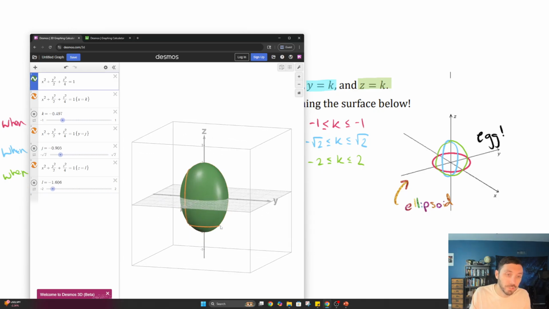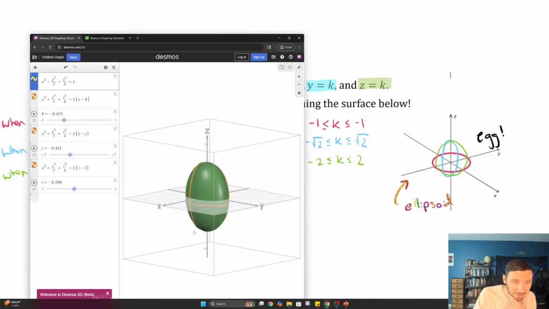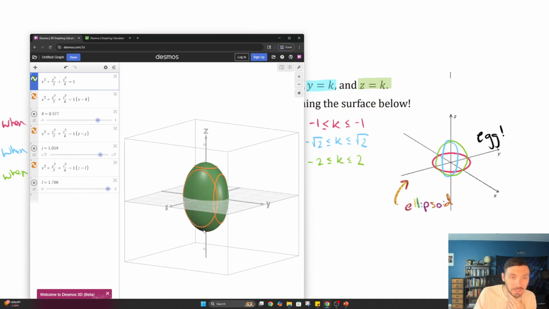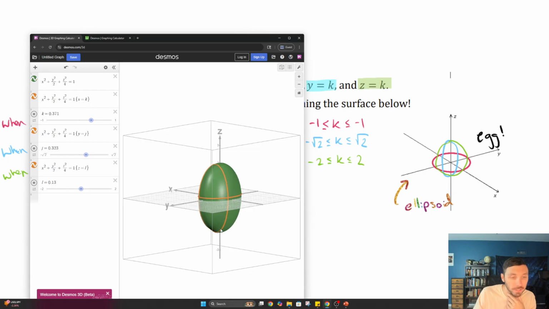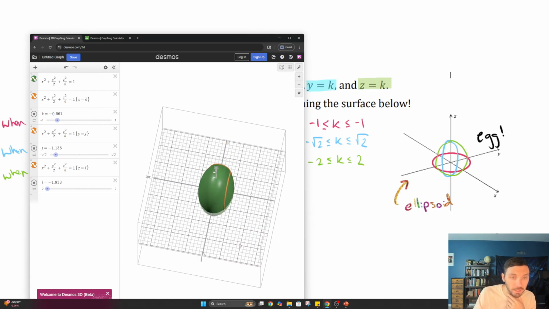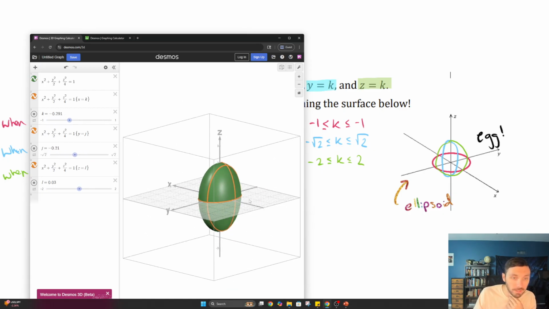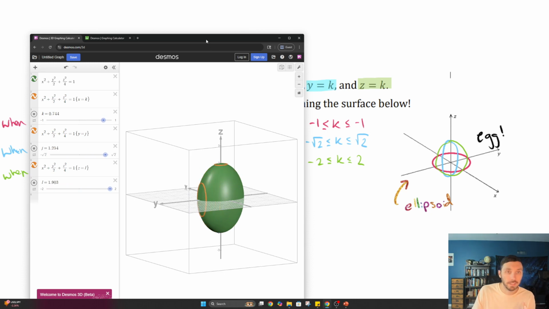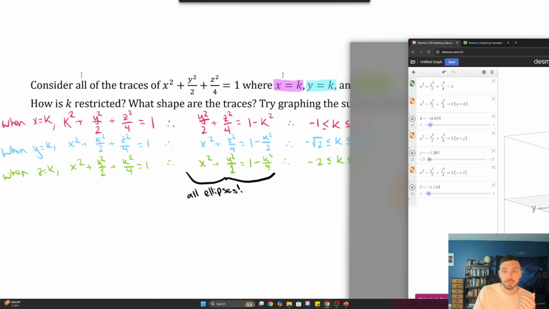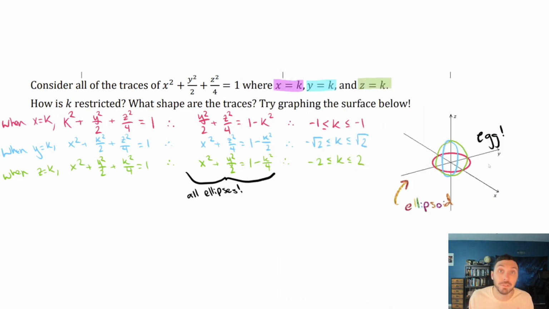Right. So if you do your traces parallel to the YZ plane, parallel to the XZ plane, and then parallel to the XY plane, you get all these shapes, and they're all ellipses, right? And when they all match in this fashion, you're going to get a good sense of what the shape is going to look like. It's going to be an ellipsoid, in the same way that if you were to do this identically for a sphere, they'd all be circles.